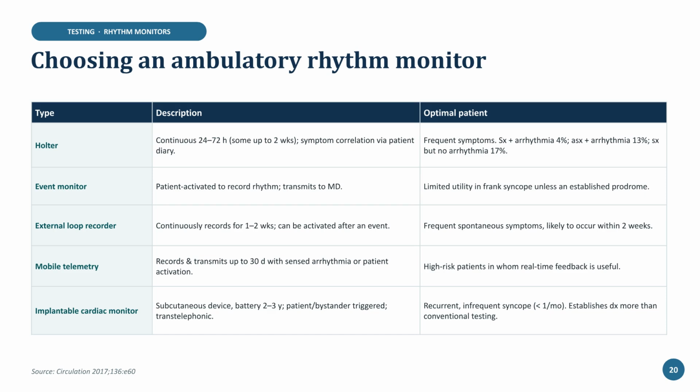Choosing a rhythm monitor depends on symptom frequency. A Holter is for daily events. Event monitors are patient-activated and useful if there is a warning. Loop recorders and mobile telemetry provide longer windows for capturing elusive arrhythmias. For recurrent but infrequent syncope, an implantable monitor is often the best tool to establish a definitive diagnosis over time.